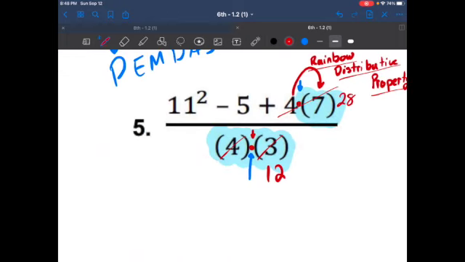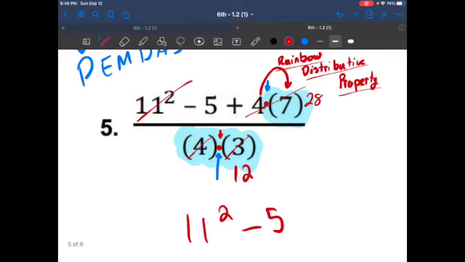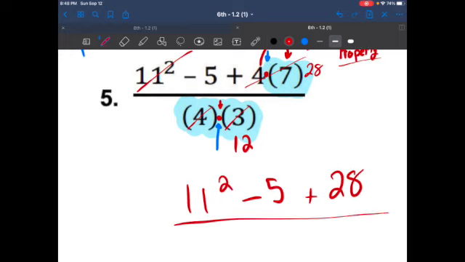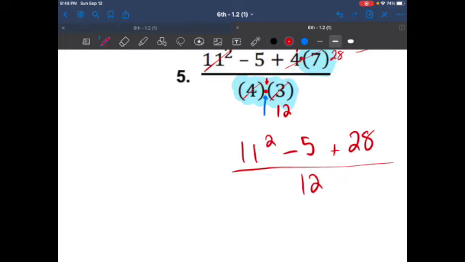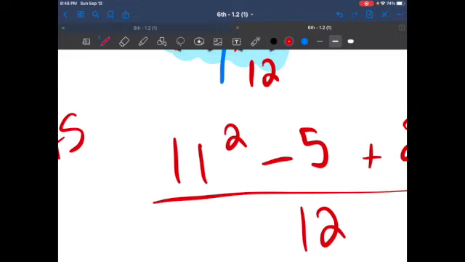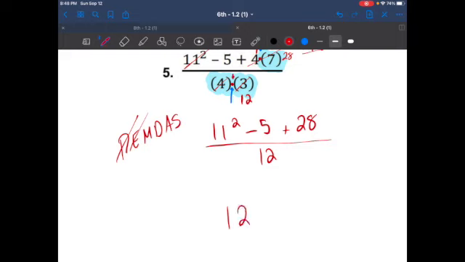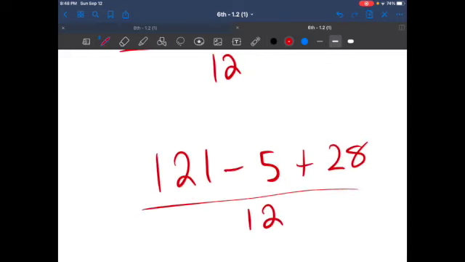Right, so now that we got some stuff, let's rewrite our problem and let's see if we can solve it step by step. So I have 11 to the second, right? Minus 5 plus, that's a positive 28, okay, over 12. Okay, so now let's rewrite PEMDAS and see what we got. PEMDAS. Do we have any parentheses? Nope. Do we have any exponents? Yes, we do. We have 11. So what is 11 squared? Well, 11 times 11 is going to give you 121. Let's rewrite our problem. 121 minus 5 plus 28 divided by 12. So now we only have addition and subtraction left. So let's write out our PEMDAS.